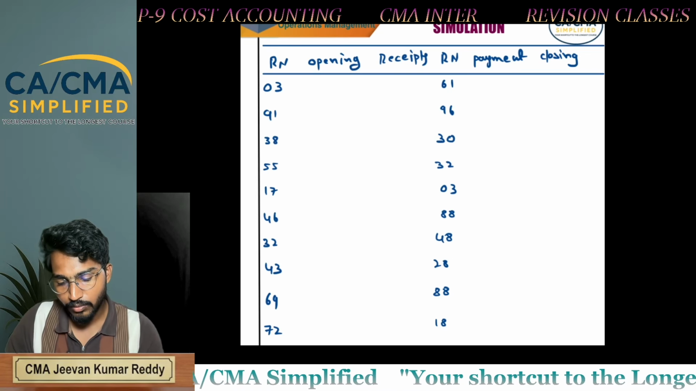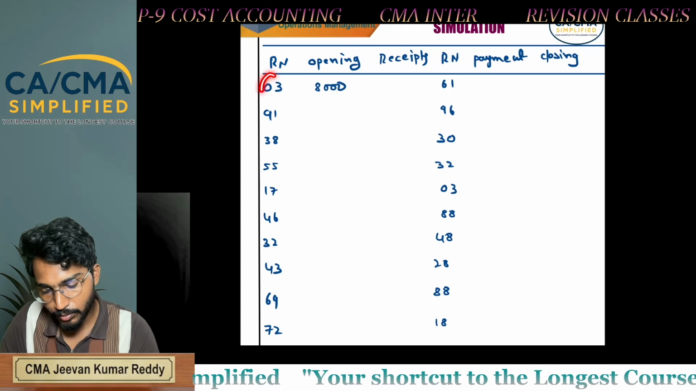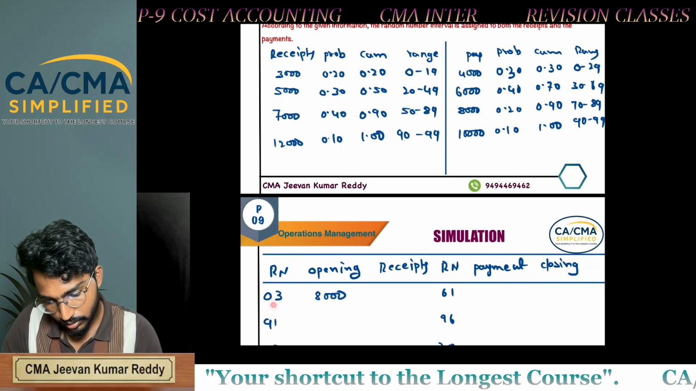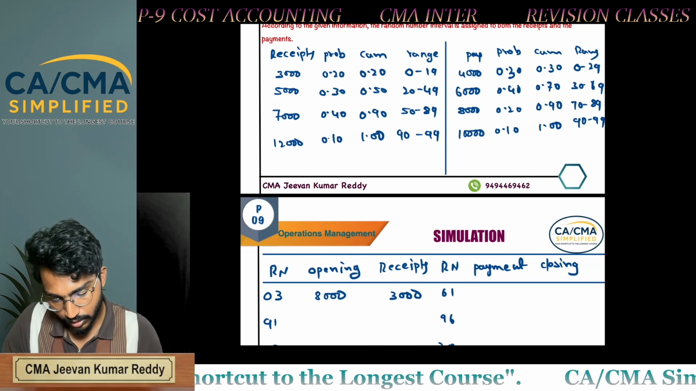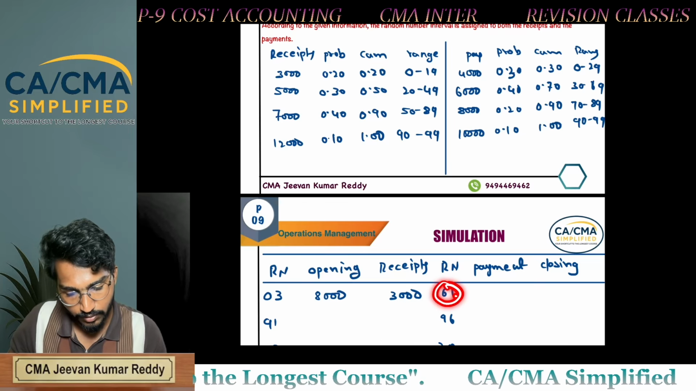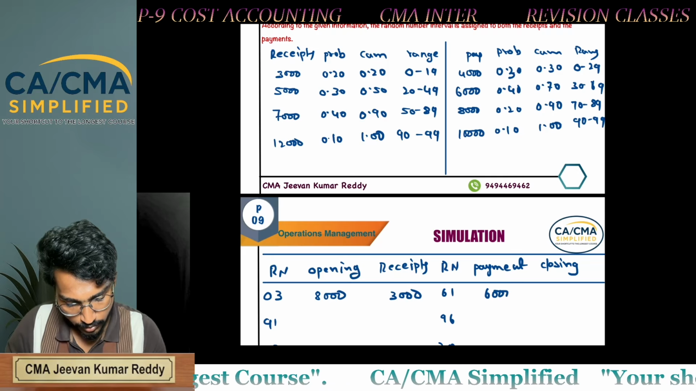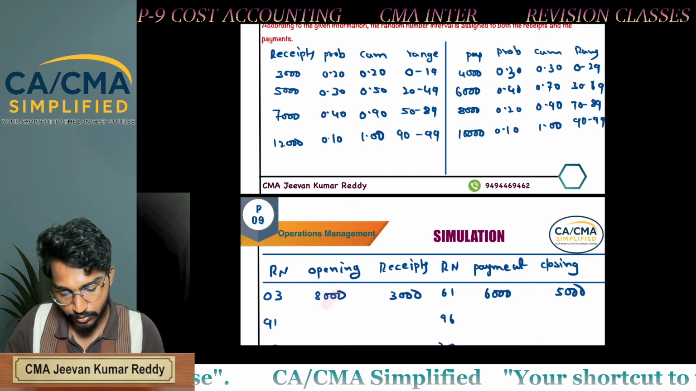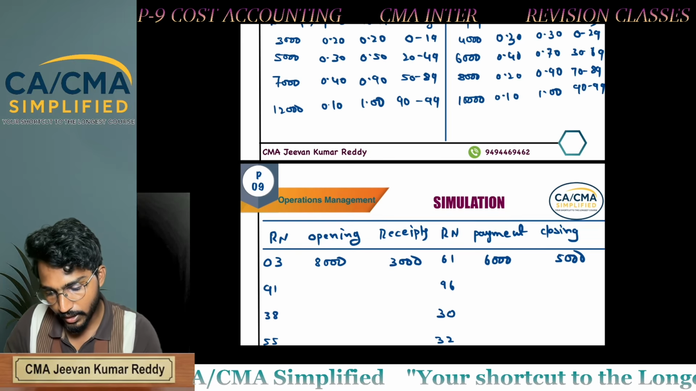Now, what is the opening balance? It is given in the question as 8,000. So 03. That means we have to look in receipts for 03. For 3, what is the receipt? 3,000. That means we have 8,000 and we received 3,000. And what is the payment? Random number is 61. So 61 means 30 to 69, that is 6,000. So closing balance is 5,000. We had 8,000, we received 3,000, we paid 6,000, we are left with 5,000. Next, 91.